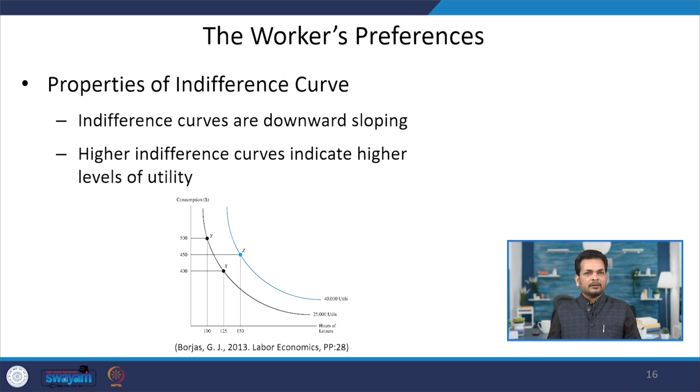So, the only way that we can offer a person a few more hours of leisure and still hold the utility constant is to take away some of the goods and services which he consumes. Therefore, the indifference curves are downward sloping. Second, higher indifference curves indicate a higher utility level, which means the consumption bundles lying on the indifference curve that yields 40,000 utils are preferred to the bundles lying on the curve that yields 25,000 utils. To see this, note that the point Z in the figure must yield more utility than the point X, simply because the bundle at point Z allows the person to consume more goods and leisure as compared to the point X.